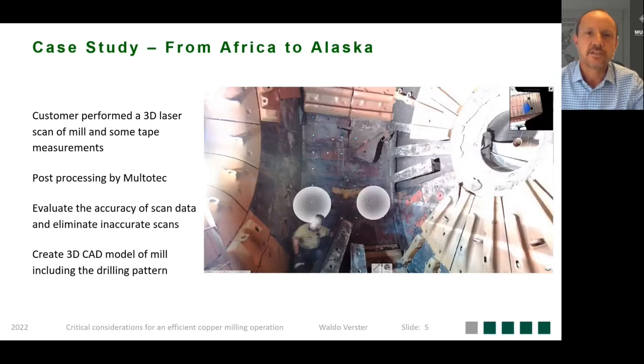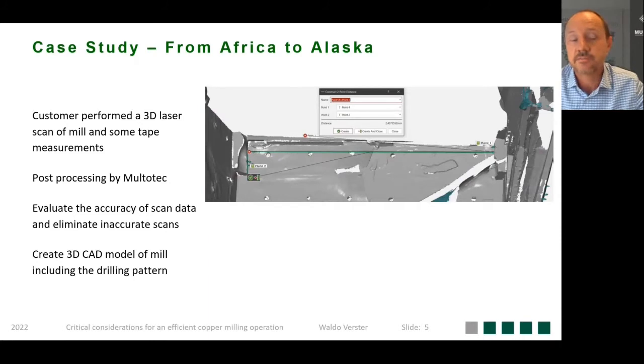How did we work around these challenges? Well, we used technology. First of all, we asked the customer to perform a 3D laser scan for us of the SAG mill. And in this picture here, you can see one of the pictures achieved by the 3D laser scanner. Some of the liners are removed, and that is to get the drilling pattern of the mill shell and on the head. The post-processing was done by Multotec Rubber.